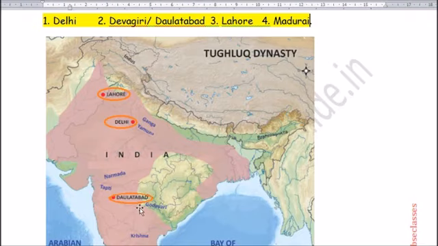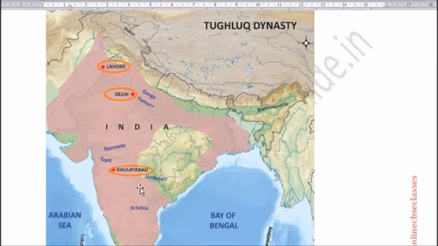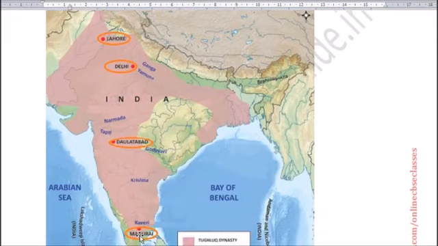In the map, you can find marked in pink color the Tughlaq dynasty, and you can find Lahore at the top. Just below that, you can find Delhi, and Daulatabad and Madurai down south.